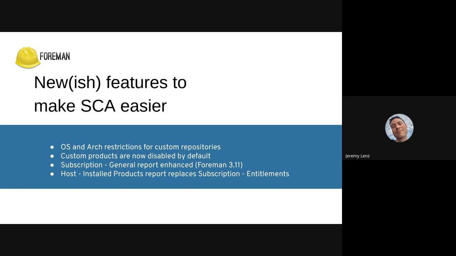And then as far as reporting, the subscription general report has been enhanced with subscription expiration dates. I think Samir demoed that in a previous demo. And then the host installed products report is going to replace the subscription entitlements report. Subscription entitlements report didn't work with SCA because it relied on subscription attachments. But the host installed products report gives you a lot of the same information, just in a little different way. It just tells you what the installed products are that would have required those subscriptions. And it's got all the sys-purpose attributes in there too, so that's useful.